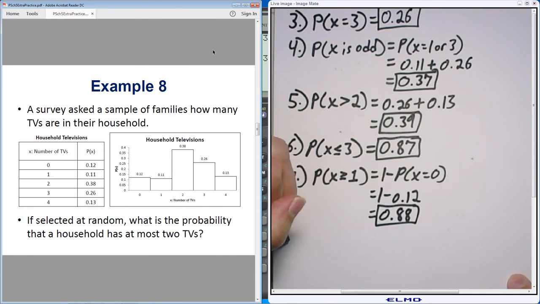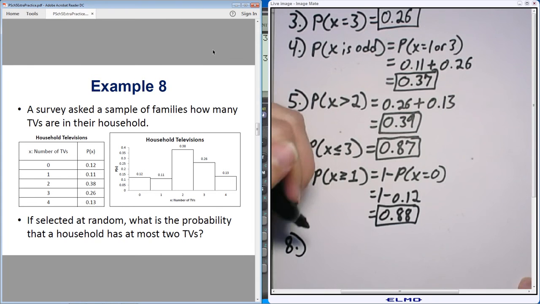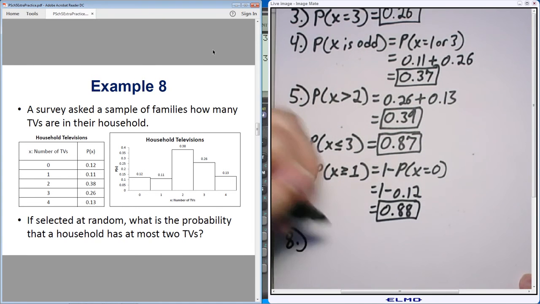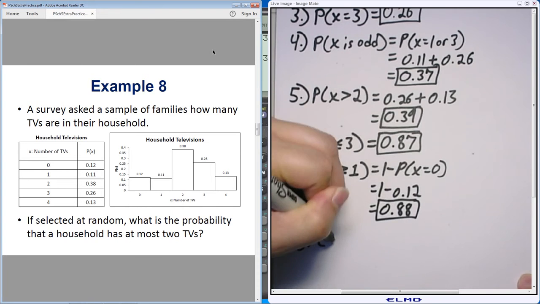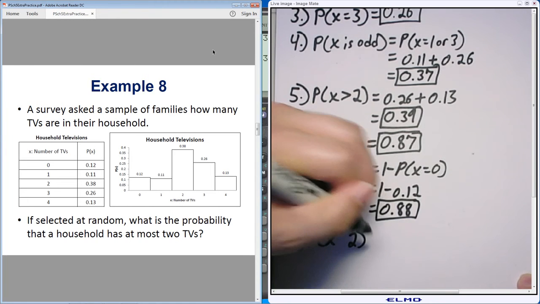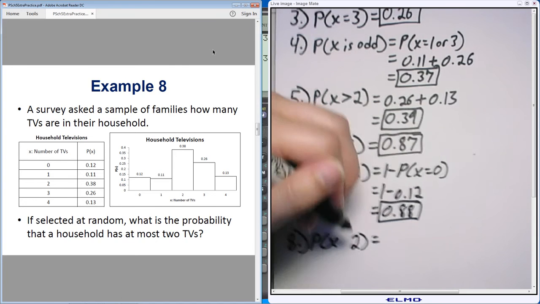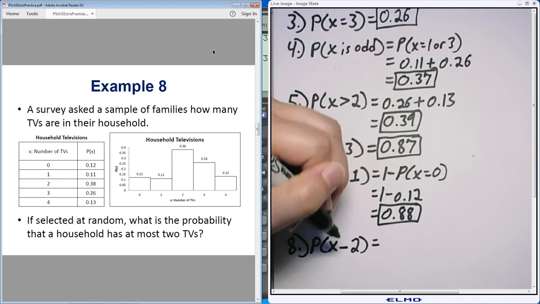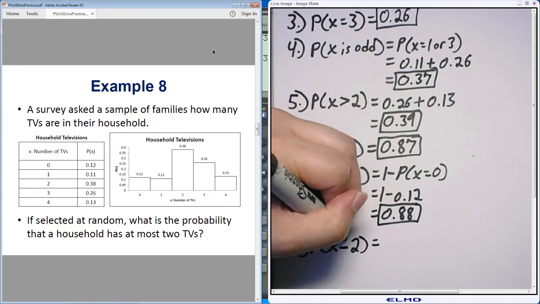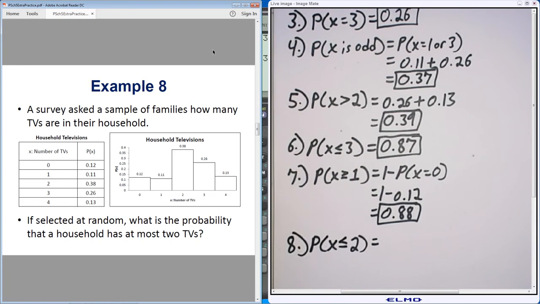Number 8 says, what's the probability a household has at most 2 TVs? All right, at most 2. Go to the store and buy at most 2 loaves of bread. Well, 2 would be okay, but more than that is not. So that'd be less than or equal to 2.